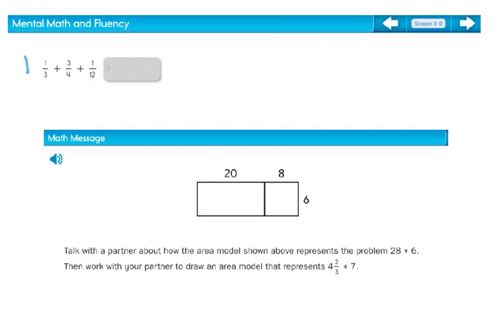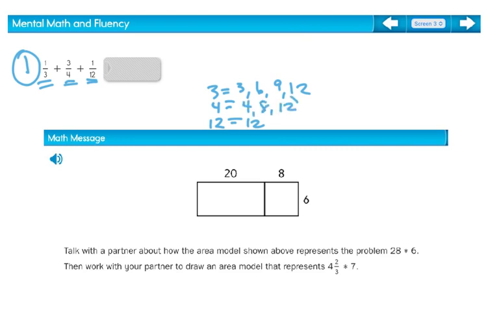Let's try one that has 3 fractions. I notice they all have different denominators, but if I figure out the first number they have in common by writing out their multiples, the first number they have in common is 12ths. Go ahead and change each one to 12ths and then add. Pause your video so you have time to complete it.